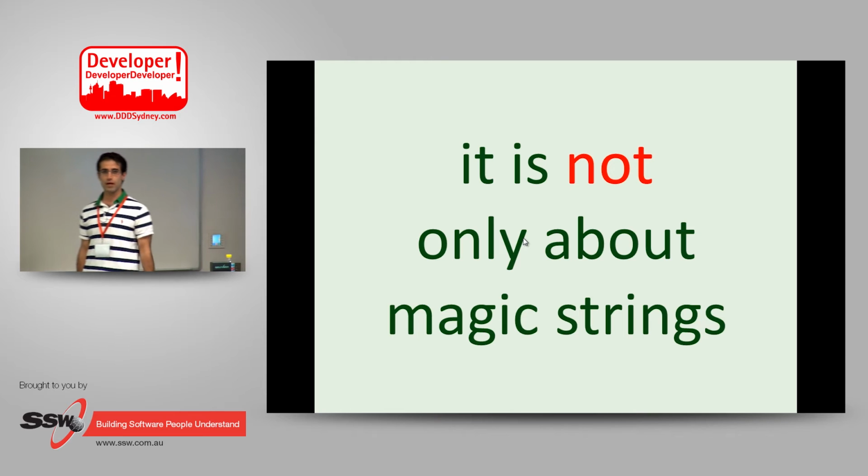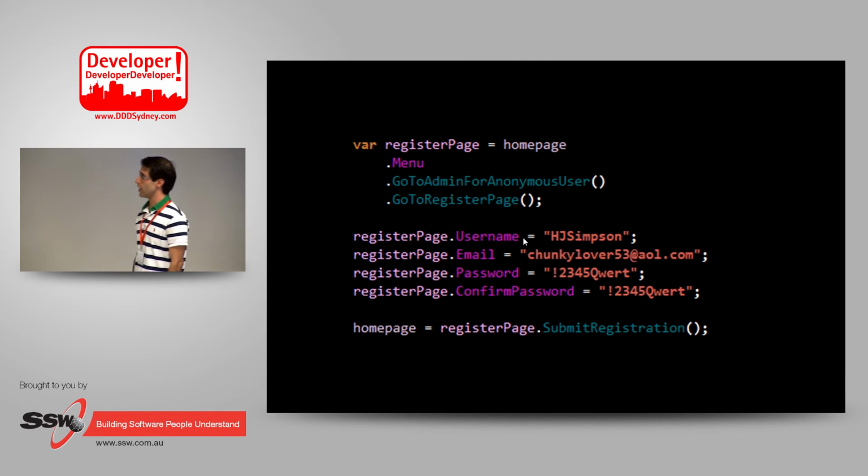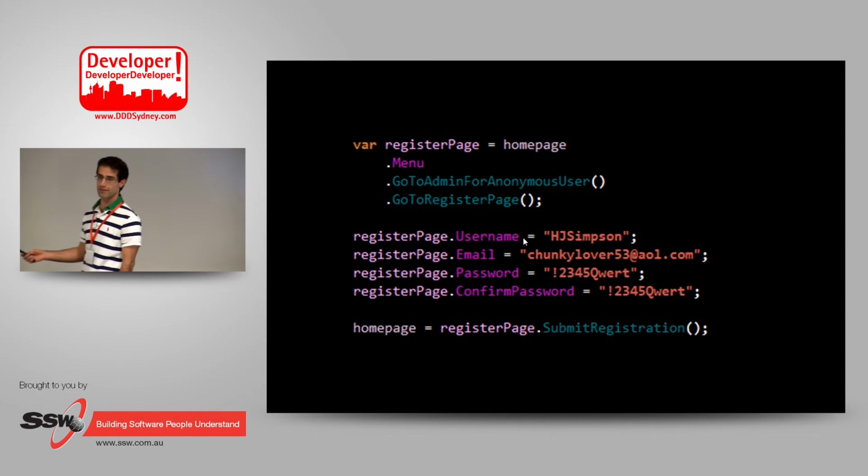But the problem I've got with this code is not just about magic strings. I've got another problem, and that is the code is ugly. Earlier, we mentioned that we can get API chaining through using page objects. But that chain is broken here, see? I go to the register page, and the chain is broken. I have to set some properties, and then I have to call a method there. That API chaining is broken there, and I don't quite like that.